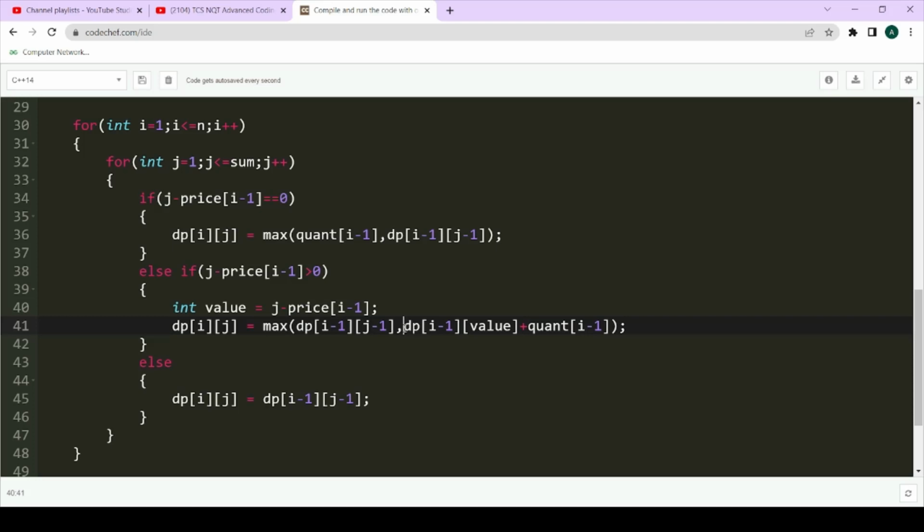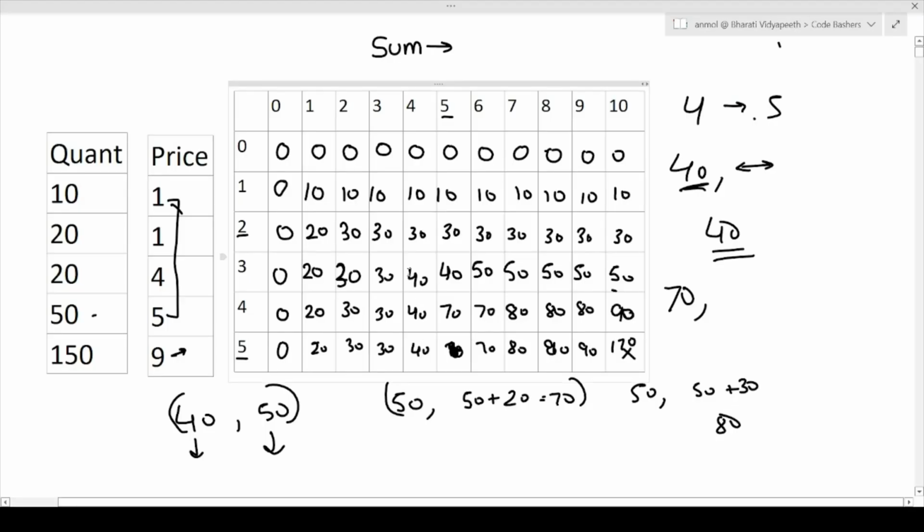Next value is the maximum quantity we have to find by buying the current item. Since the money with us is greater than the price of the current item, it means that we can buy that item. So once we have bought that item, what quantity will it provide? It will provide us the quantity equivalent to quantity of i minus 1. But still, j minus price of i will be greater than 0. That means we still have some money left with us.